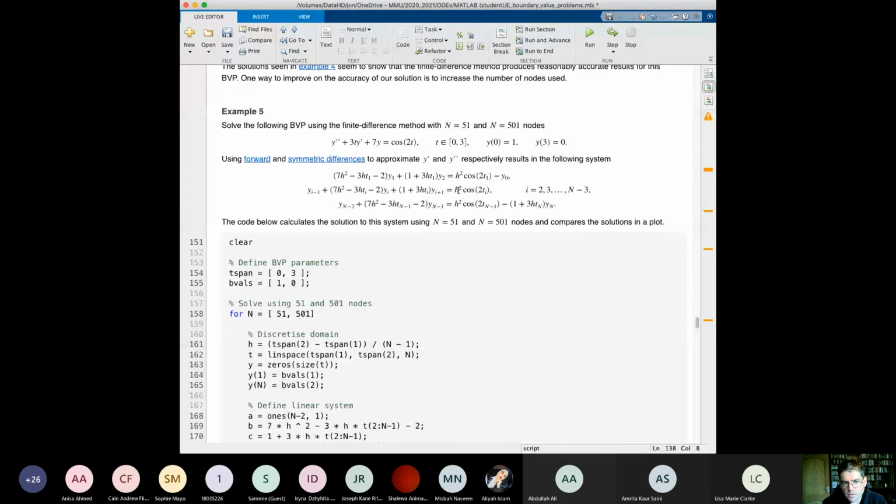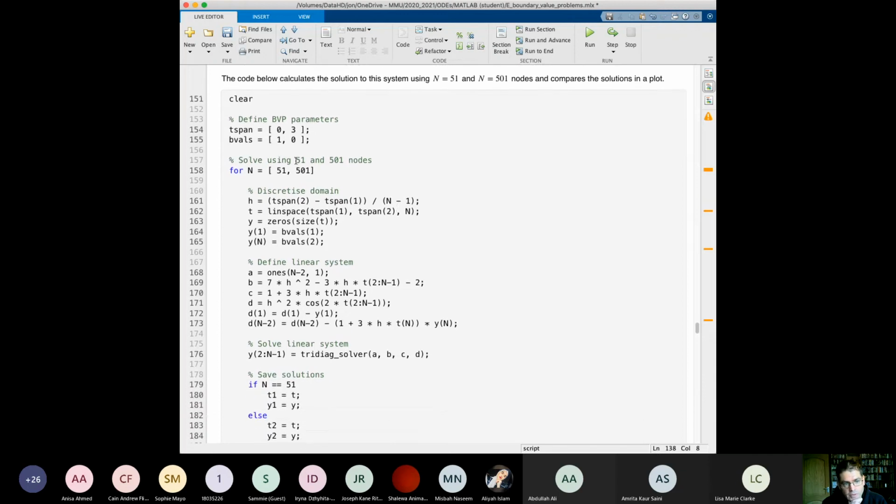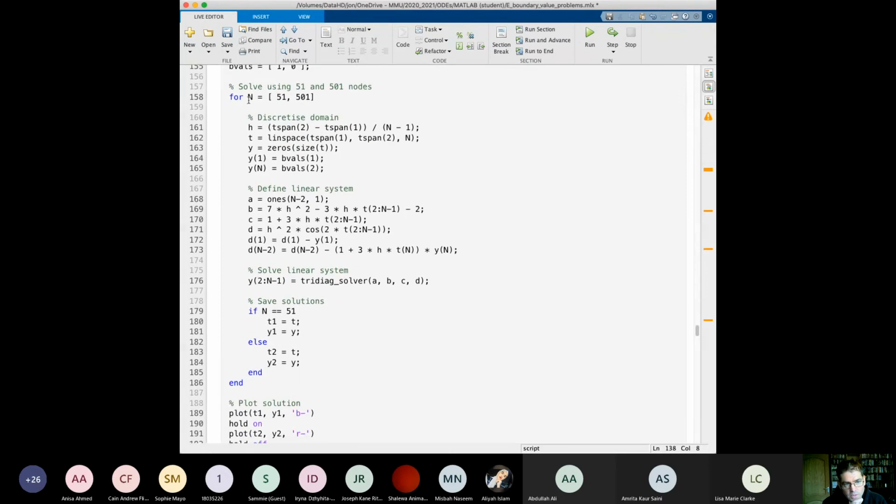For all interior nodes in the middle, we have the 3 values, yi minus 1, yi, and yi plus 1. For the node adjacent to the upper boundary, we know what the upper boundary node is, so I've taken that across. Doing the same thing as before, I'm going to solve for 51 and 501 nodes. We discretize our domain. Because the number of nodes has changed, we're going to have a different value of h. We define our A, B, C, and D arrays, and we solve that tridiagonal system.